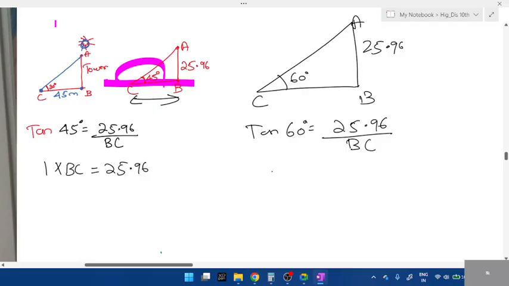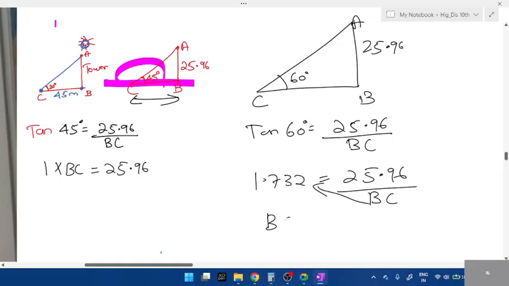What is tan 60? It is root 3, or you can use the table. If you check the table, you'll have the same answer. 25.96 divided by what? BC. Now if I want to shift BC, which one gets divided? So what is it? 1.732?